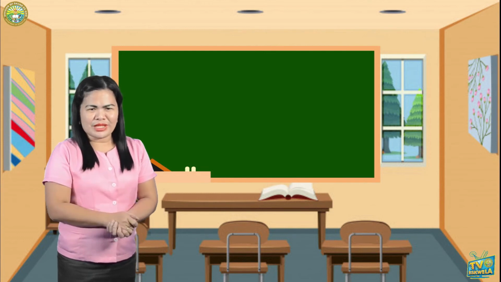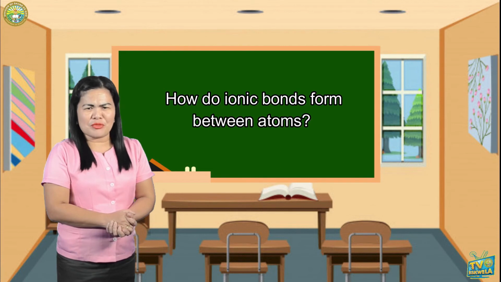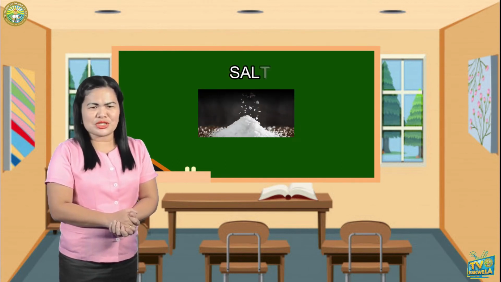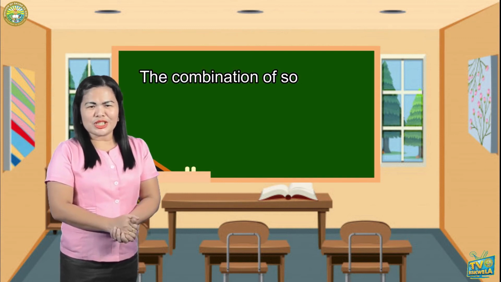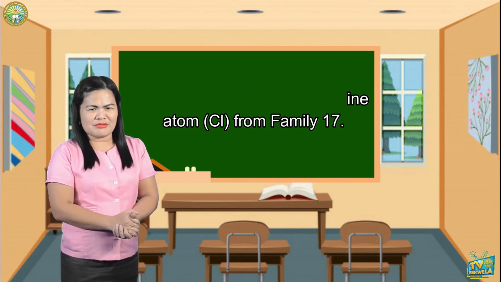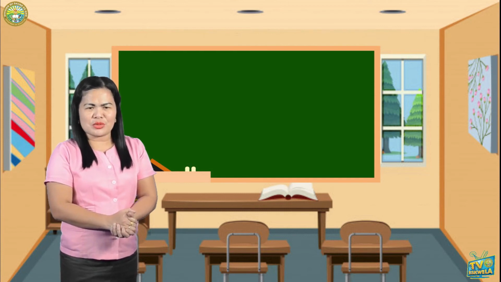Bravo! Let's start with a question. How do ionic bonds form between atoms? Consider again salt, the combination of sodium atom from family 1 and chlorine atom from family 17. Kindly watch the video for you to answer the question.